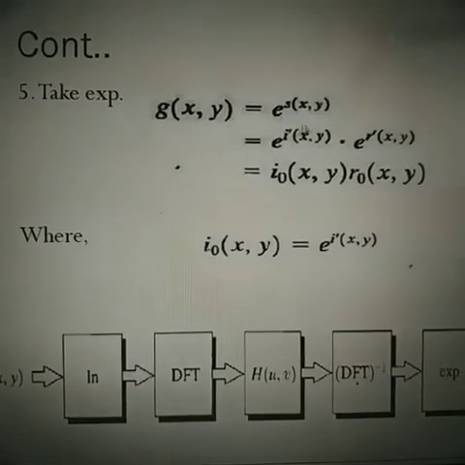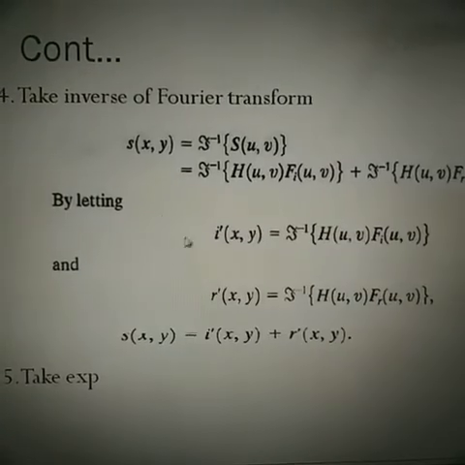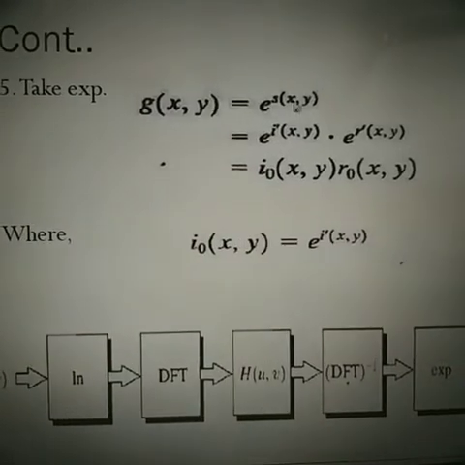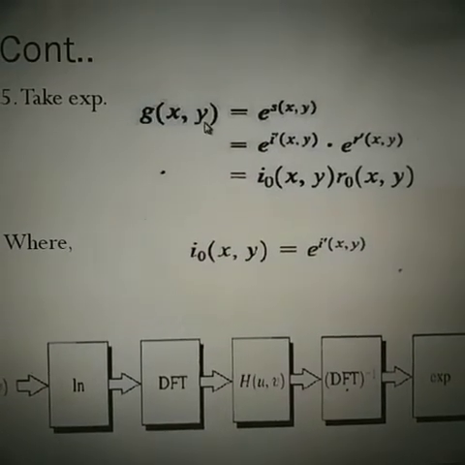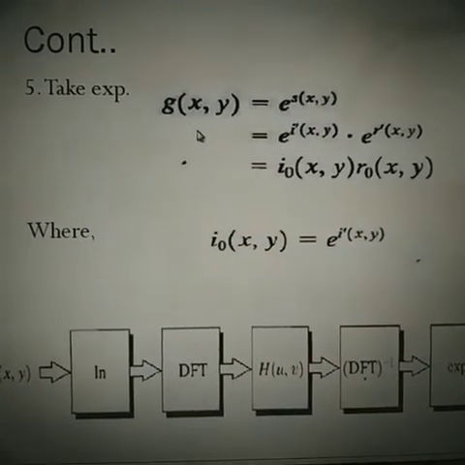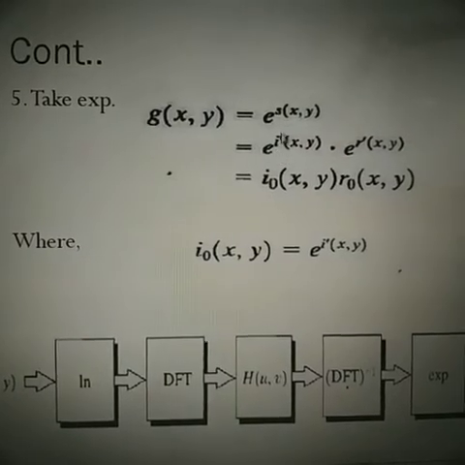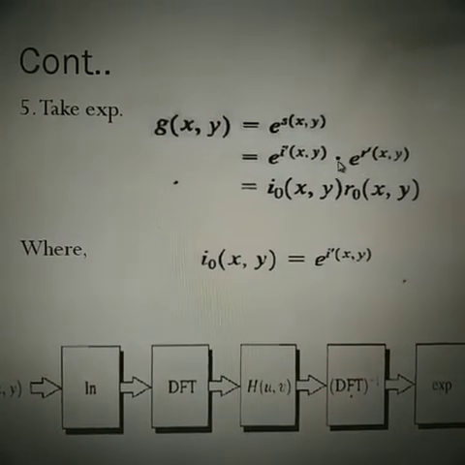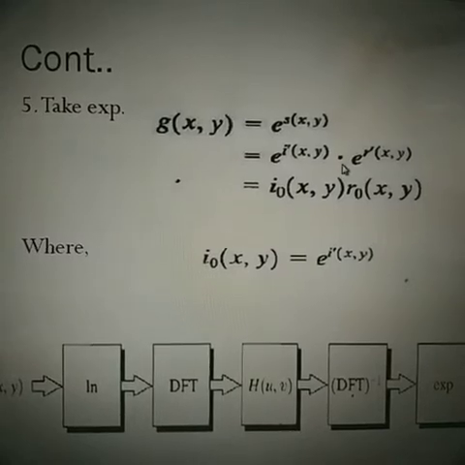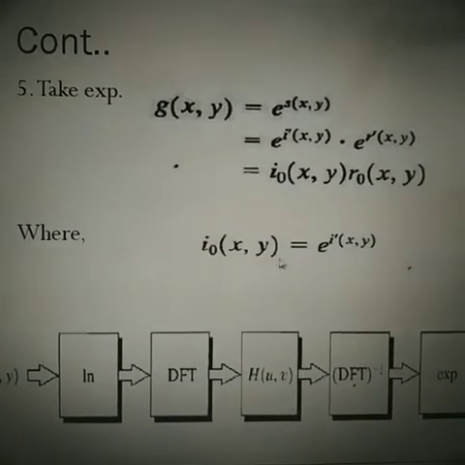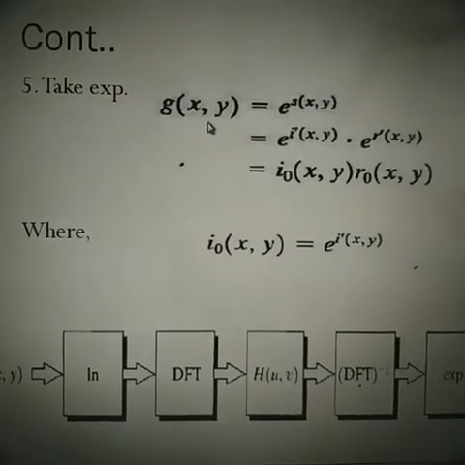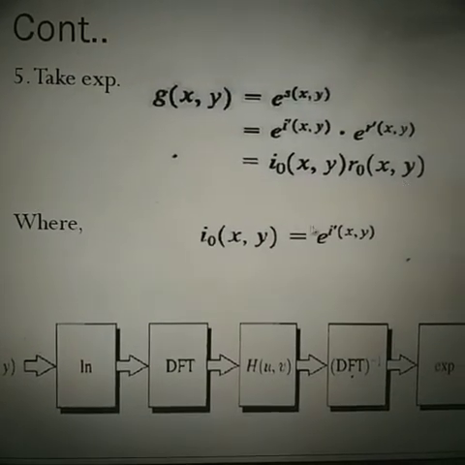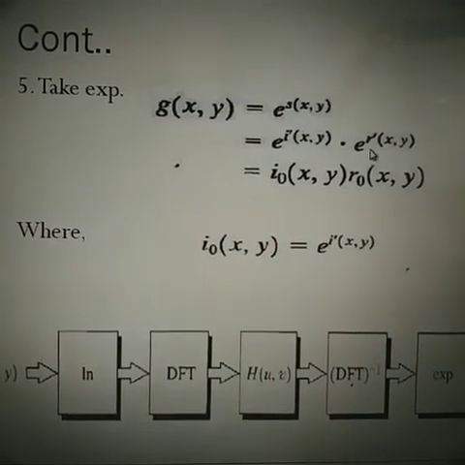Next we take the exponent. We are taking the exponent of s(x, y), and on the right-hand side, the equation is written as g(x, y), which is the enhanced version of the image. We are taking the inverse of illumination and the reflectance, which is converted into the multiplication part, and finally we get the equation g(x, y) is equal to i_0(x, y) times r_0(x, y). The value of i_0 is the exponent of i', and the value of r_0 is the exponent of r'.